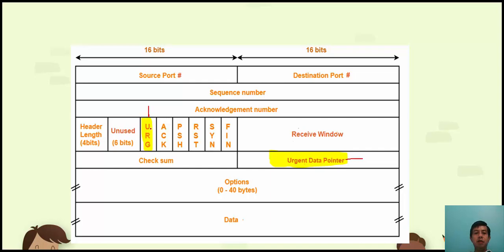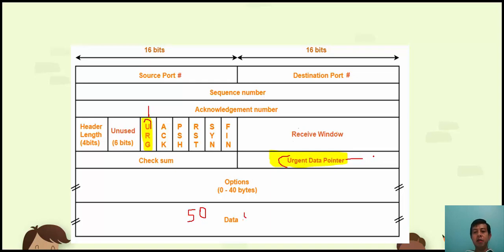That means whenever a packet contains urgent data, this particular field, the urgent data pointer, is also used. What does it mean? This packet contains urgent data, and this urgent data pointer will point to which amount of data is urgent. It is not necessary that the whole data is urgent. Say I have 50 bytes of data in my data part. It is not necessary that all the 50 bytes are urgent data. Clear? So this urgent data pointer will point to which amount of data is actually urgent.